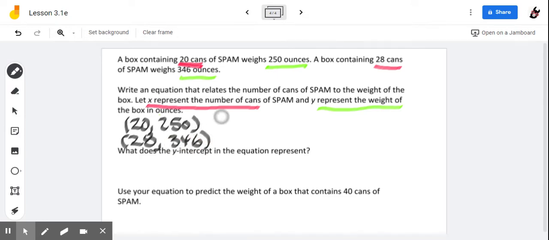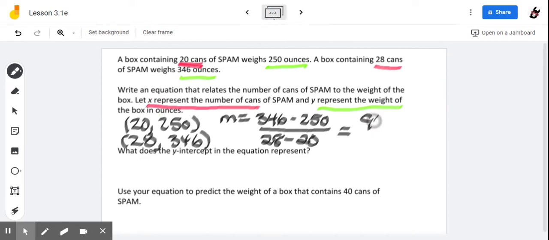So if I'm going to find my slope, I'm going to subtract my y values. So 346 minus 250. I'm going to subtract my x values. 28 minus 20. And when I do 346 minus 250, I get 96. And 28 minus 20 is 8. And when I divide that, I get 12. So my slope is 12.